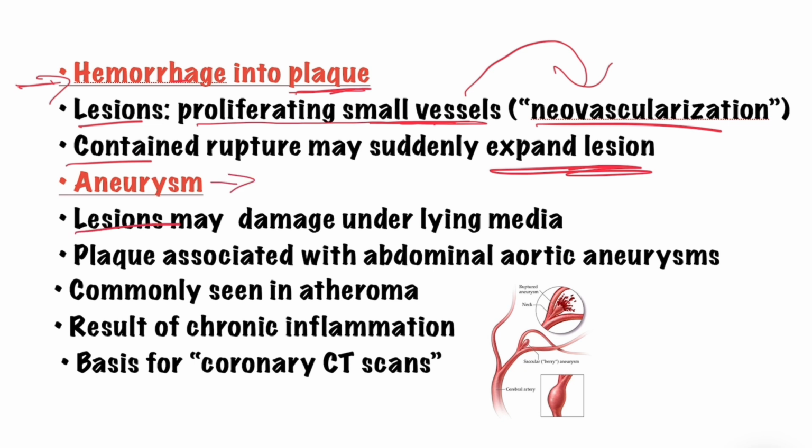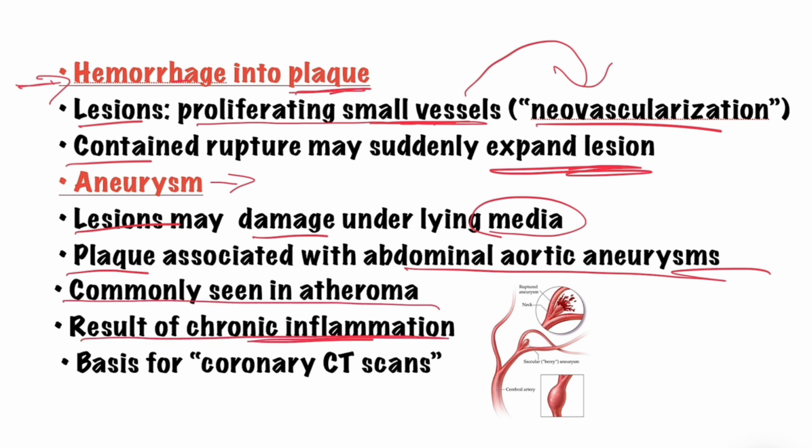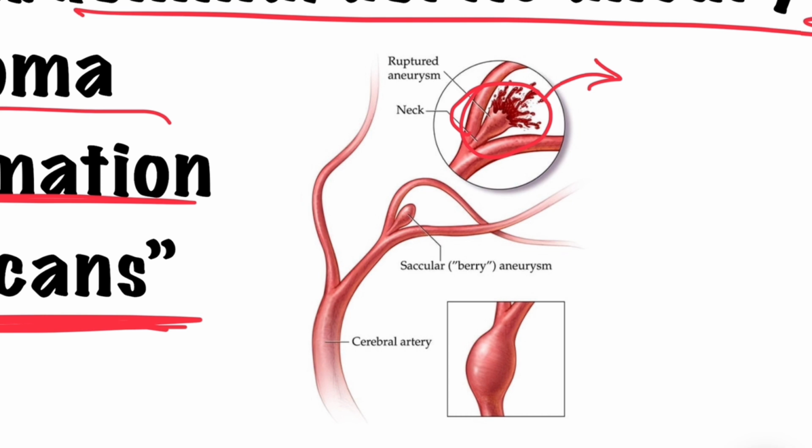An aneurysm is where the lesion may damage the underlying media. The media layer will be damaged, and plaque is associated with abdominal aortic aneurysm, which is commonly seen in trauma. When trauma occurs, chronic inflammation will start. If an aneurysm is suspected, we can go for a CT scan to investigate it. This is a picture of an aneurysm, and whenever it bursts, it will lead to death.